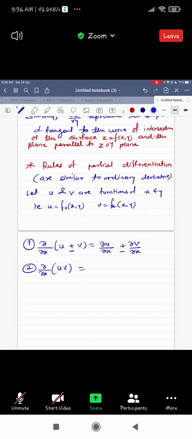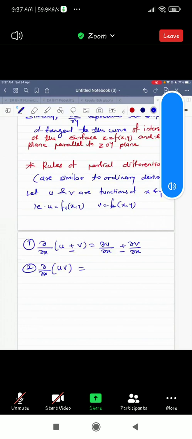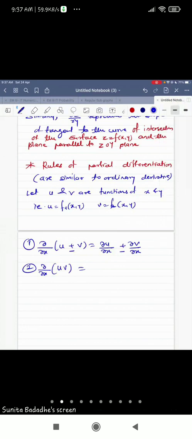Do you remember the product rule? Yes, students. Remember the product rule? What is ∂/∂x of UV? Can anybody tell me what the UV rule is? Okay, you can raise your hand and then I'll allow you to unmute and answer, because it may be difficult for you to type in the chat box. Yeah, a few students have typed it.